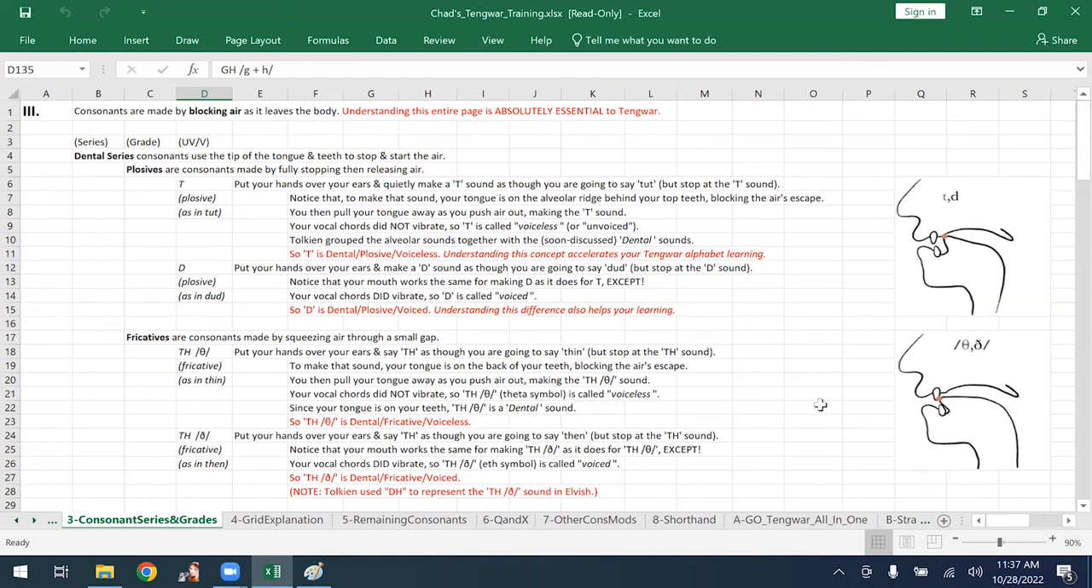And I'll tell you this, writing comes really, really fast, and reading is quite a bit slower. It's not that big a deal to say I can write in Tengwar. It is a big deal to say I can read Tengwar. That's much more difficult to do.